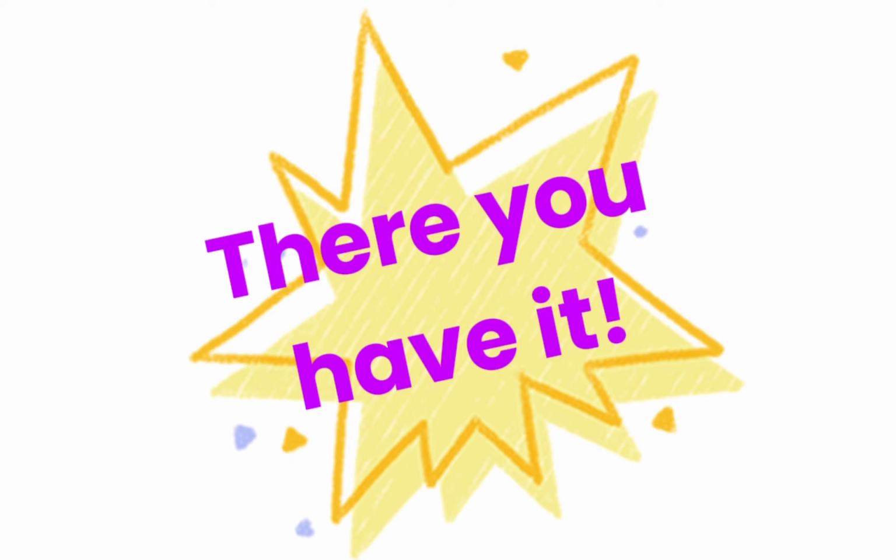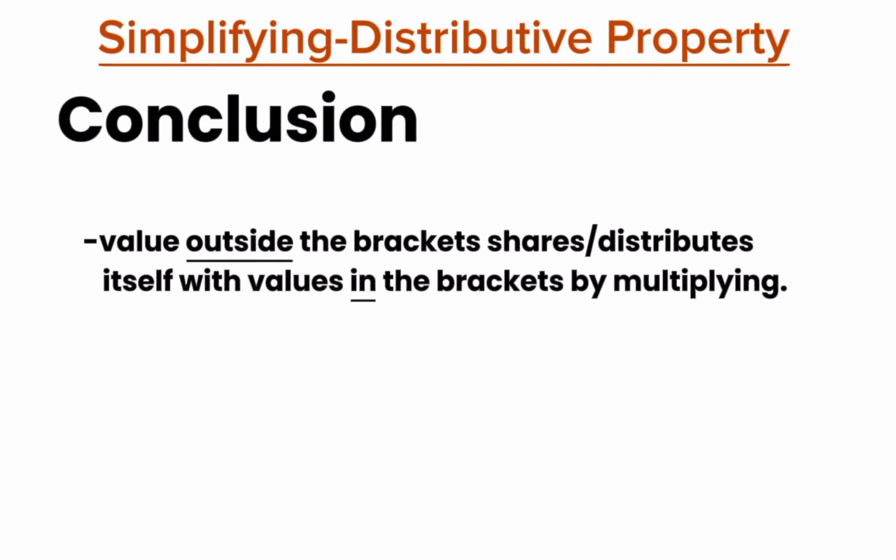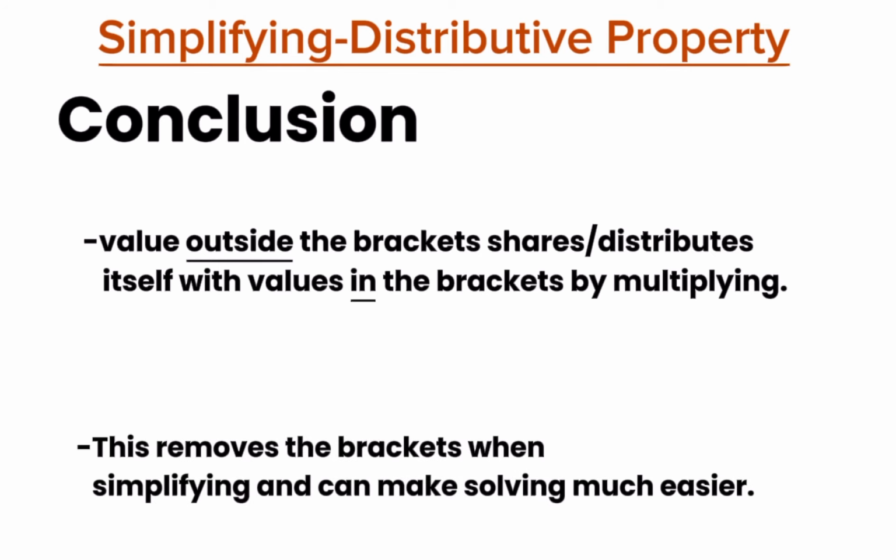And there you have it. This is how distributive property works. Just imagine the value outside the bracket sharing itself by multiplying with all the values inside the bracket. This allows for the brackets to be removed and for an easier math situation.